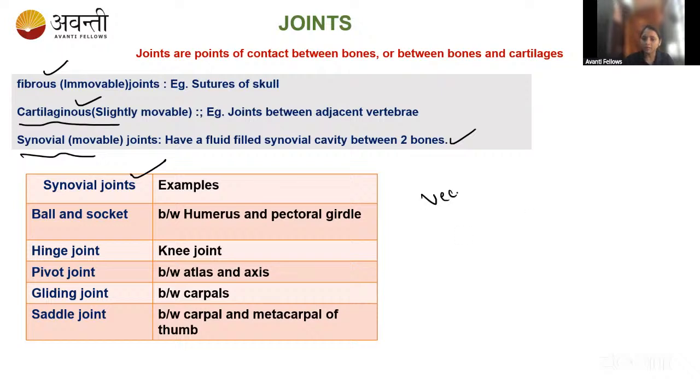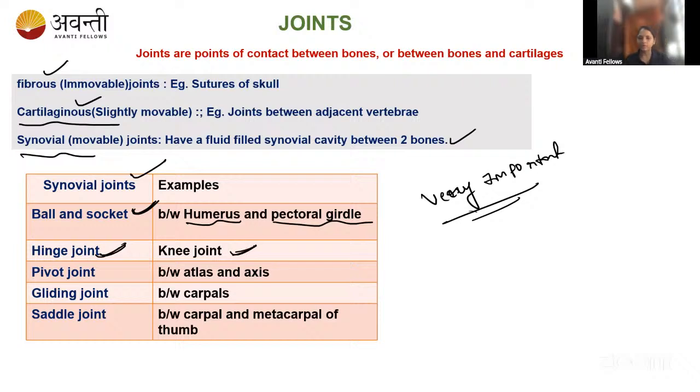These are very, very important. Kindly make a note of this and remember this. I have told you already about the ball and socket joint, which you can see between the humerus and the pectoral girdle. And the hinge joint, the knee joint, where the patella is attached, right? There you can see the knee joint.